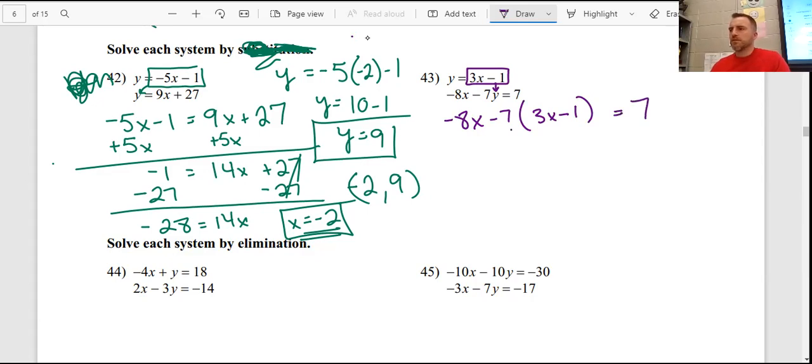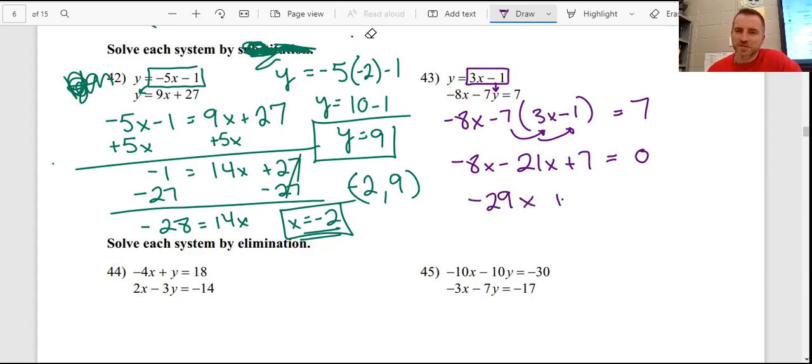Then to solve this, you need to do a little distributing. Negative 8x minus 21x plus 7 equals 0. Negative 29x plus 7, whoa, it's going to equal 0. It doesn't equal 0 yet, sorry. This should also be a 7. Got ahead of myself a little bit. So then we subtract 7 from both sides. We get negative 29x equals 0.